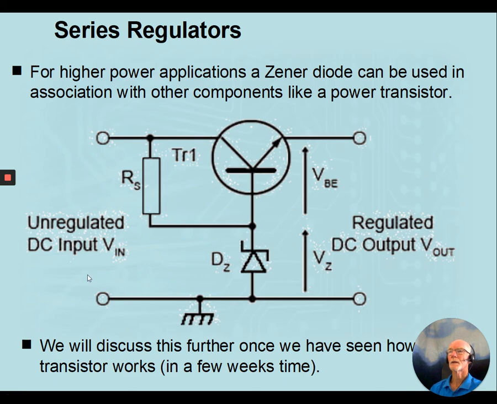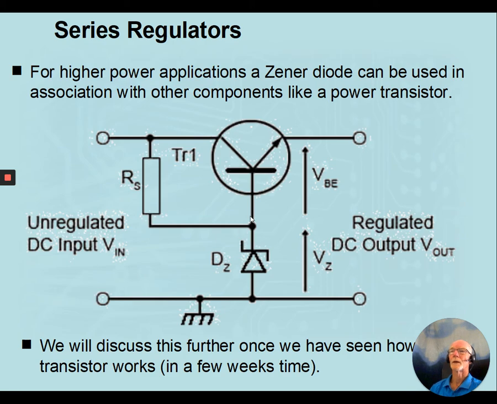Now, Zeners don't always work as voltage regulators just by themselves. We can also use other electronic components, and we use the fact that a Zener has a stable voltage across it. So, for example, if this was a 7.5 volt Zener, this part of the circuit works exactly the same as the previous circuit.